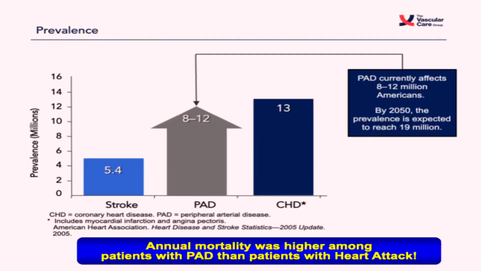So currently, the estimate is that PAD affects 8 to 12 million Americans. I told you it was about 10 about 30 years ago. But what's important here is that you all hear about heart attack, stroke. PAD is very much a manifestation that it's very similar to those other disease processes.